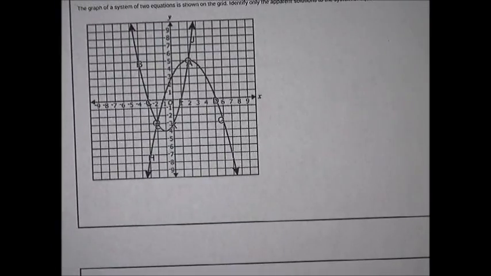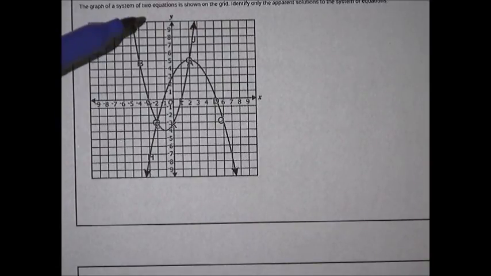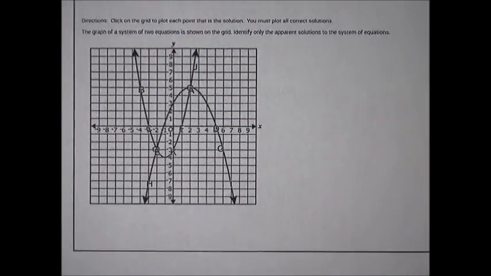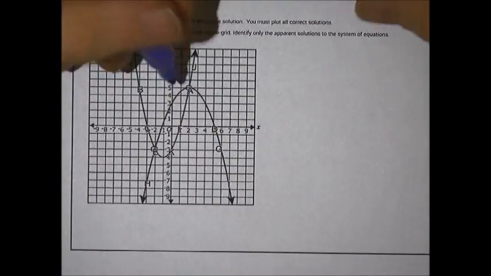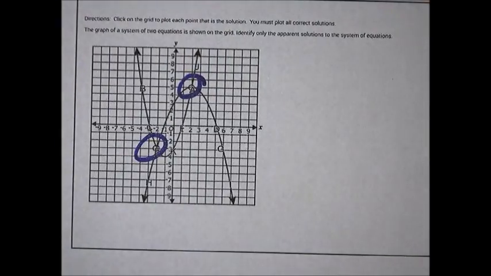The next question says, click on the grid to plot the point that is a solution. So if this was an SOL question, you would be clicking on the graph for where your solutions are. It's a system. Your solutions are where the two graphs intersect.